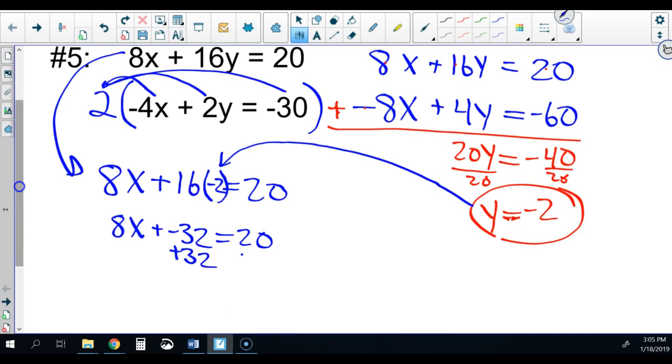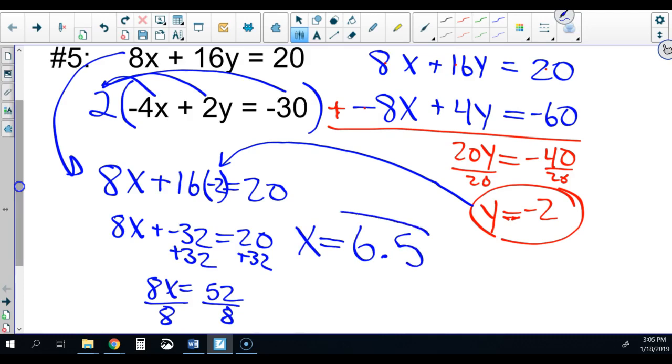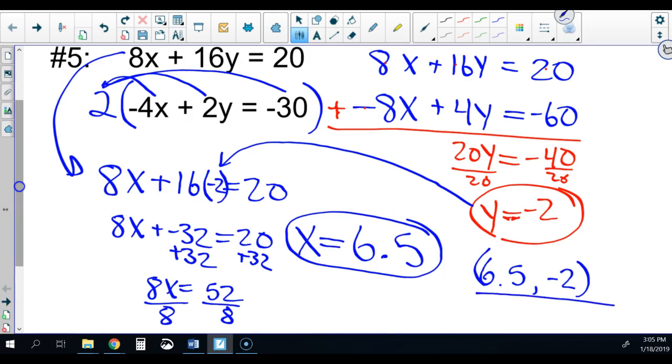Add 32 to both sides. 8x equals 52, and divide by 8. X equals 6.5. So if we want to write it in ordered pair form, 6.5 comma -2 is our answer.